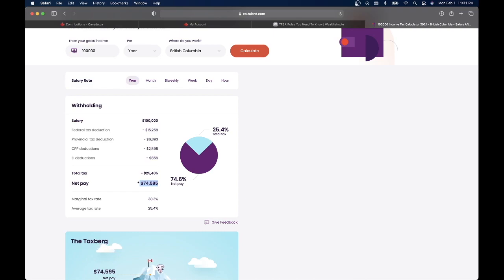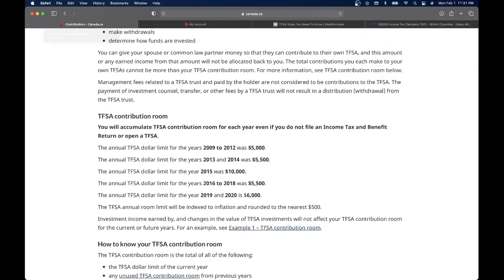So yourself as a contributor to your TFSA account, the money that you would be able to contribute would be coming from this amount here, from the net pay. So after everything's been taxed, then you can add contributions yourself to your TFSA. Now, on the investment side of things, or the trading side of things, let's say that you put $1,000 into your TFSA account, and you've been trading with it, and you may pick some really good stocks and you grow that account to $50,000, $70,000, whatever it might be.